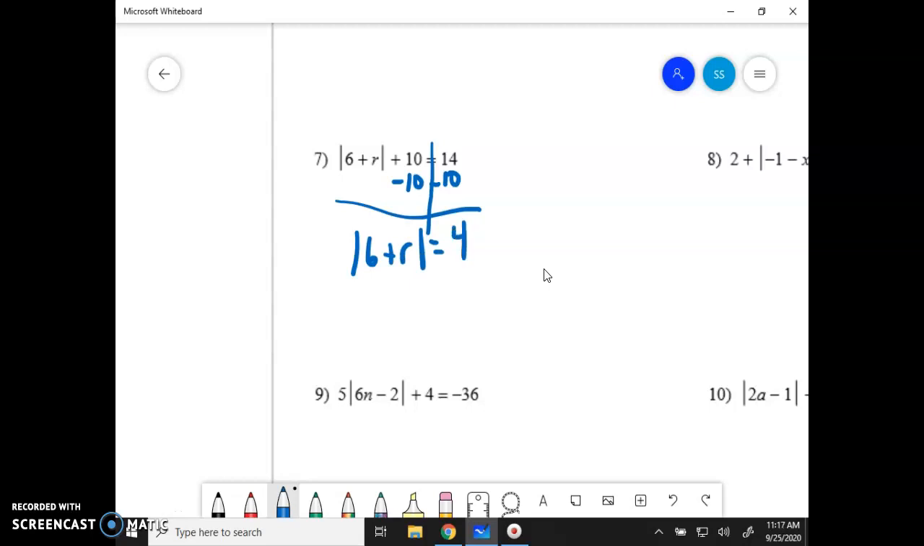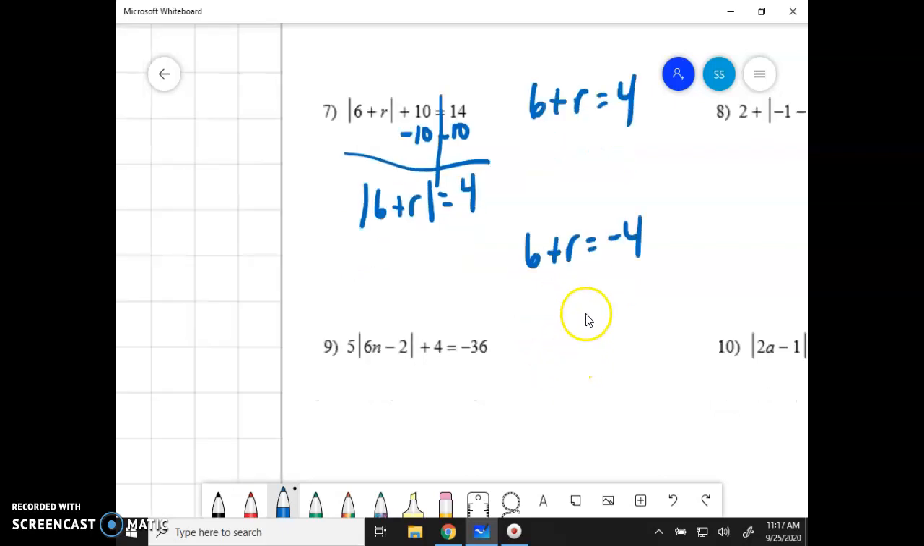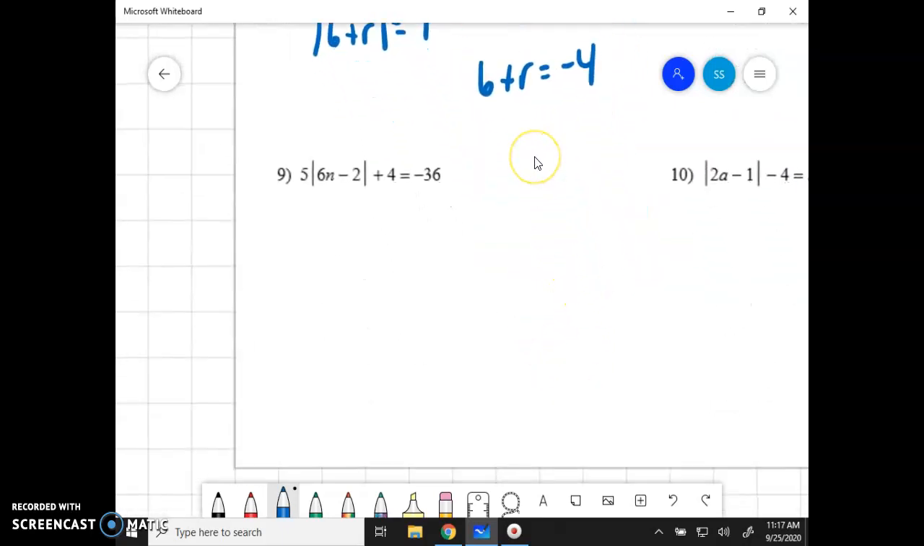Now you check, is there going to be solutions? Sure is. So we're just going to do 6 plus r is equal to 4, and 6 plus r is equal to negative 4. Solve those two equations. All right, you guys can do that. Let's do this one here.